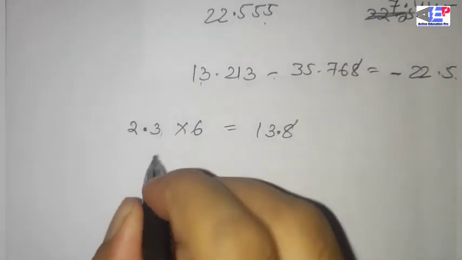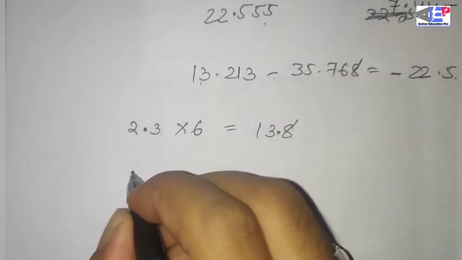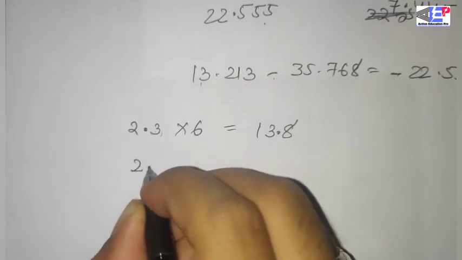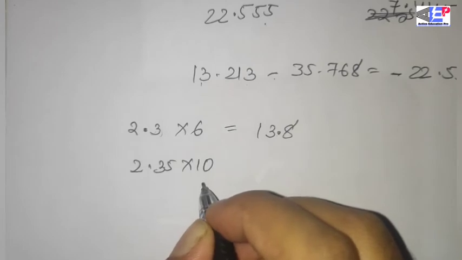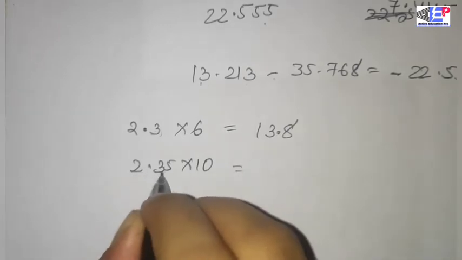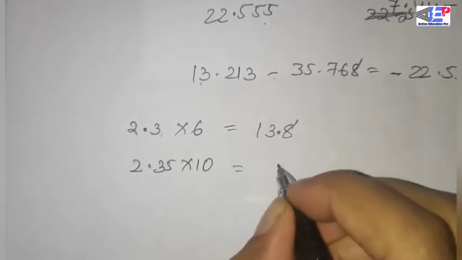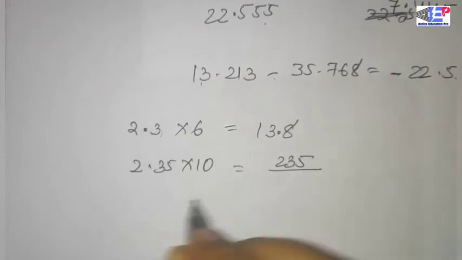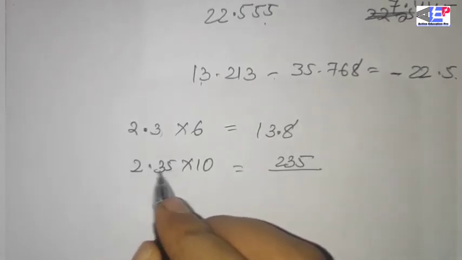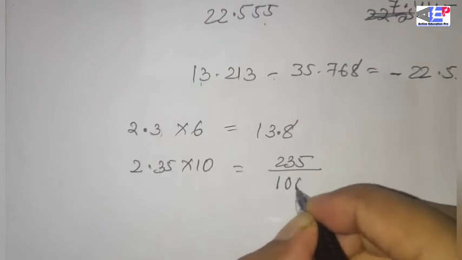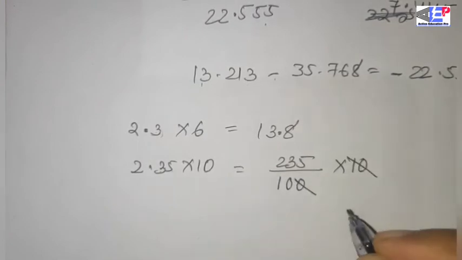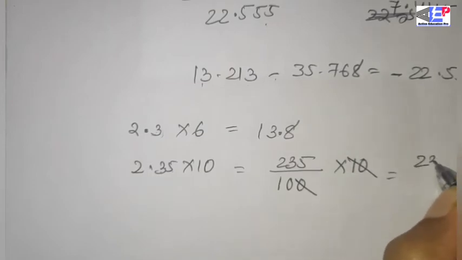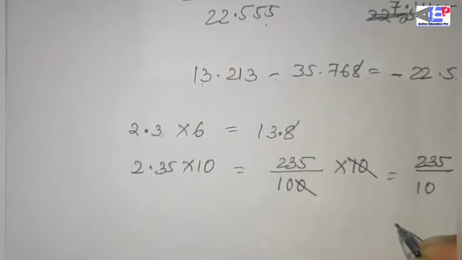Then next, let's go for multiplication with multiples of 10. Suppose 2.35 into 10. 2.35 with 10. First convert 2.35 to a fraction. This will be 235 over 100, since it contains two digits after the decimal point, so 1 with 2 zeros, 100. So the 10 cancels with the 100, and now this is 235 divided by 10, which is 23.5.